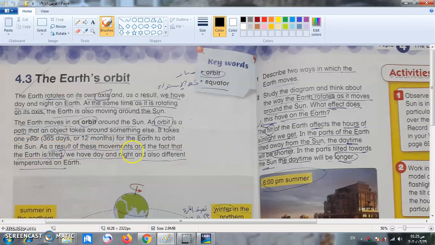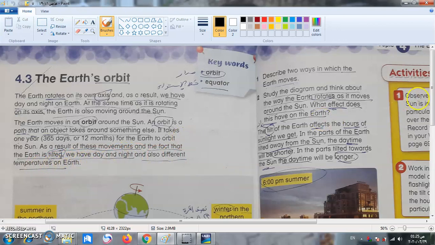As a result of this movement and the fact that the earth is tilted, what does the word tilted mean? As we said, it means ملتوية. مائلة يا شباب. مائلة, tilted معناها مائلة أو منحرفة. So the earth is tilted. We have day and night and also different temperatures on the earth.